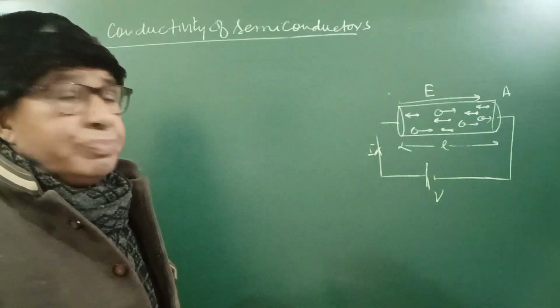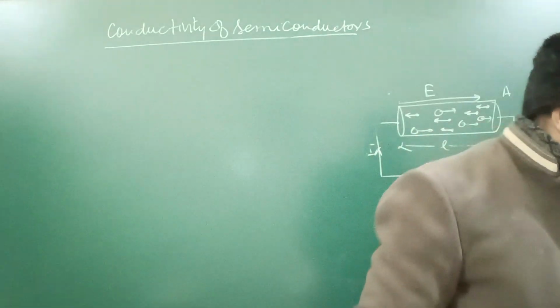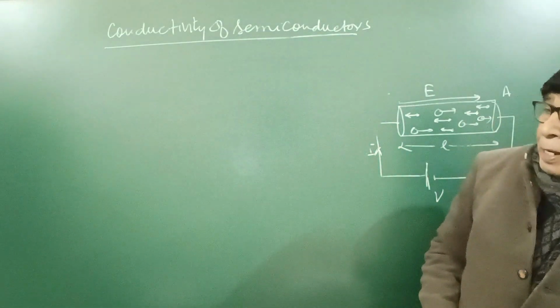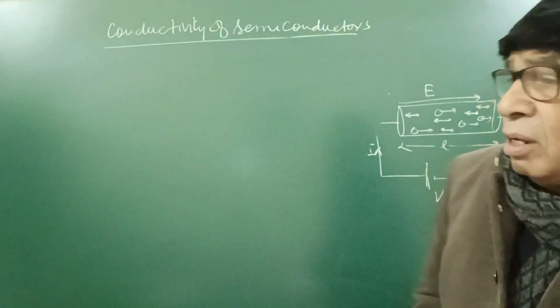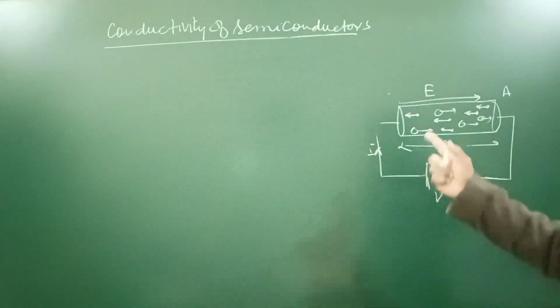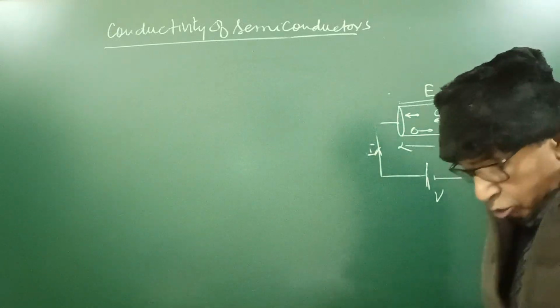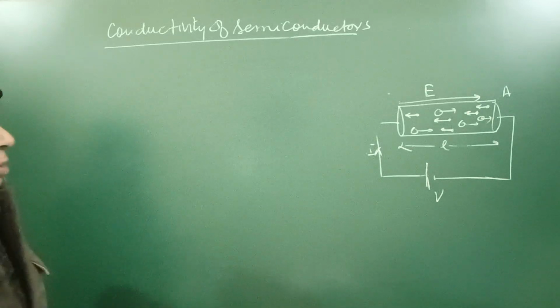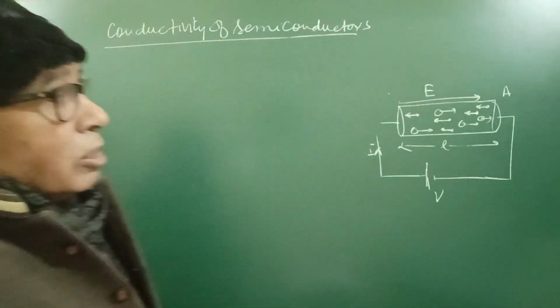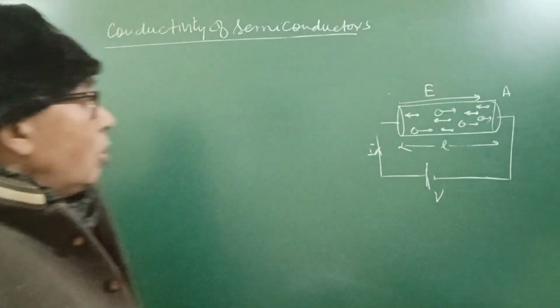Students, here I will discuss how the conductivity of a semiconductor depends on electron hole concentration, as well as one more term, the drift velocity of electron. What is the effect on drift velocity of electron? I have learned in chapter 3 the relation between the current and drift velocity. We will be using that.